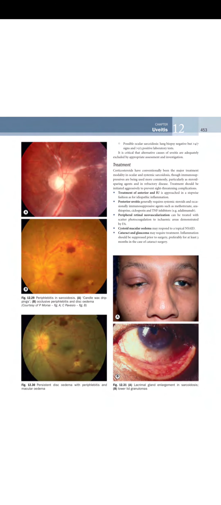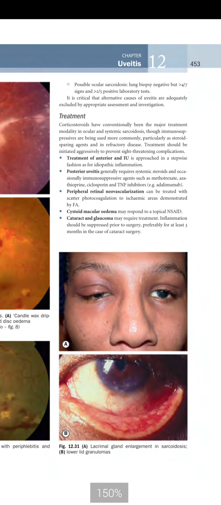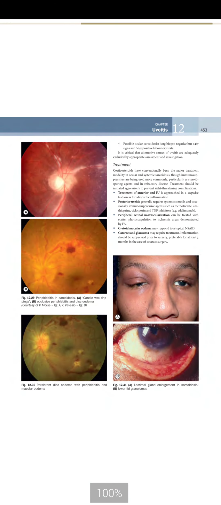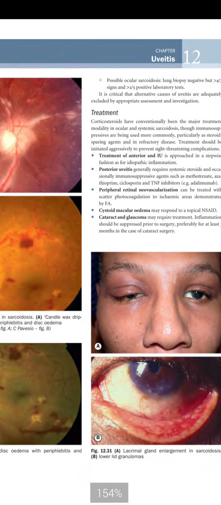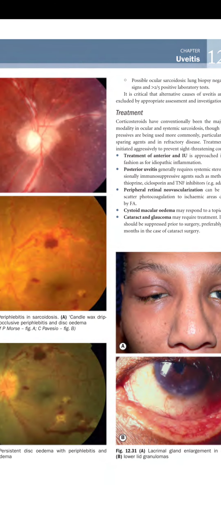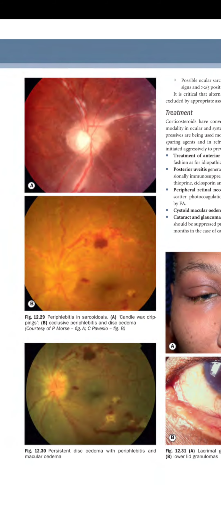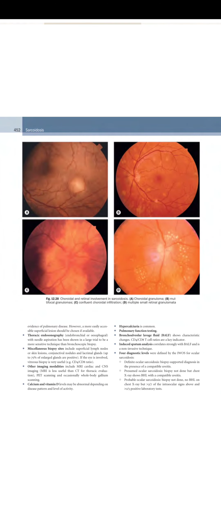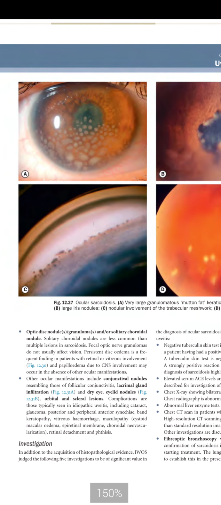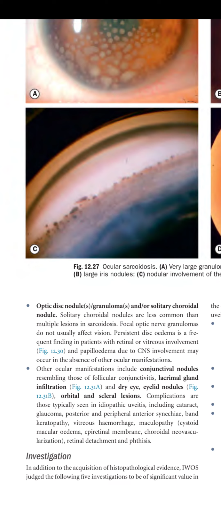So this is 12.31 is showing us the lacrimal gland involvement in a sarcoidosis, and B is showing lower lid granulomas. 12.30 is showing persistent disc edema with periphlebitis and macular edema. Now, next is what investigations can you carry out in a case of sarcoid.